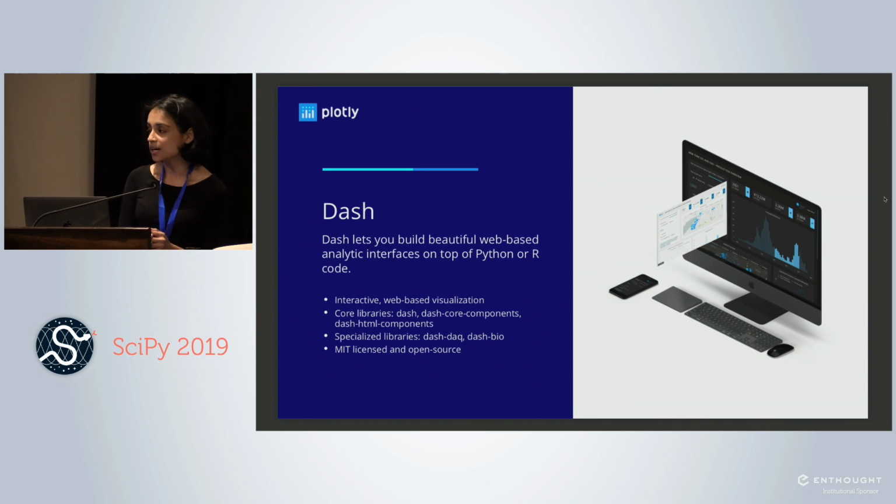We also have Dash HTML components. So those are used to define the layout of your app, which I'm going to show you in just a second. We also have a couple of specialized libraries. So we have Dash DAC for data acquisition and control. So that would be used in something like a manufacturing process and contains components like gauges, knobs, and indicator lights. And of course, Dash Bio, which I'm talking to you about right now.